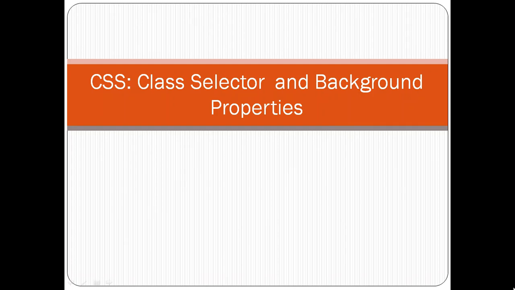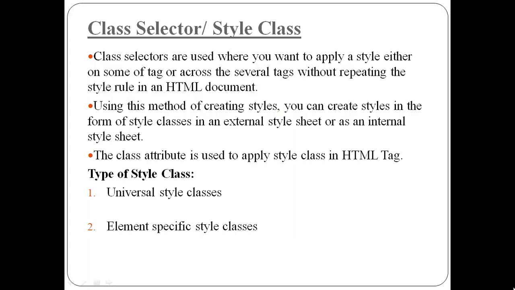In this lecture, we are going to see class selector and background properties in CSS. What is class selector? The class selectors are used where you want to apply a style either on some of the tags or across several tags without repeating the style rule in an HTML document. Using this method of creating styles, you can create styles in the form of style classes in an external style sheet or as an internal style sheet.